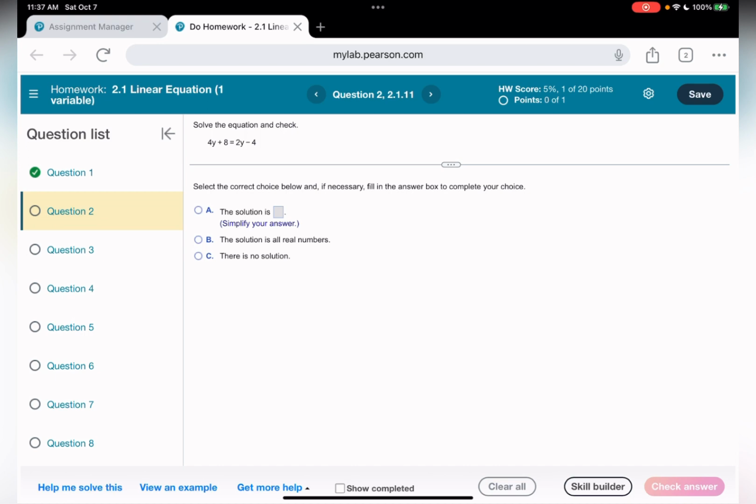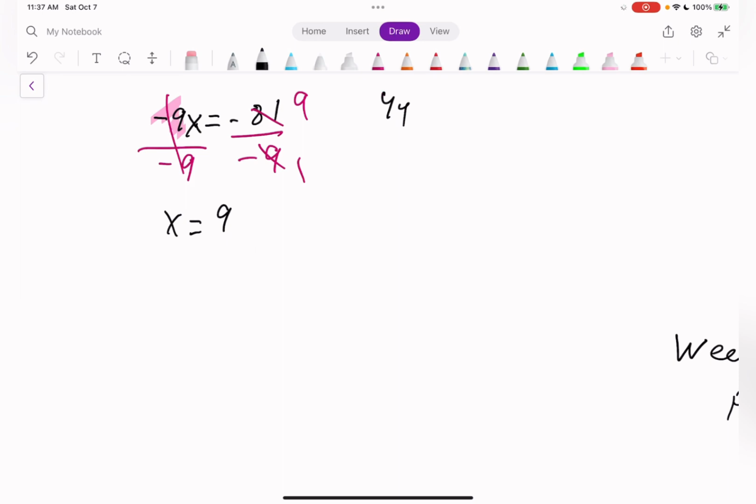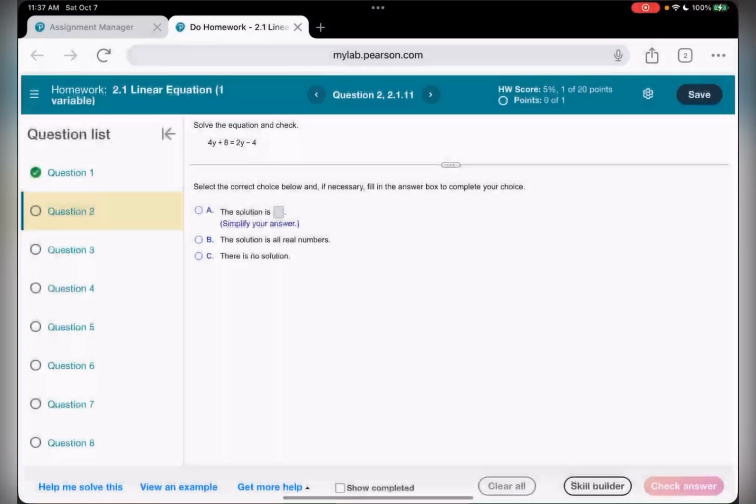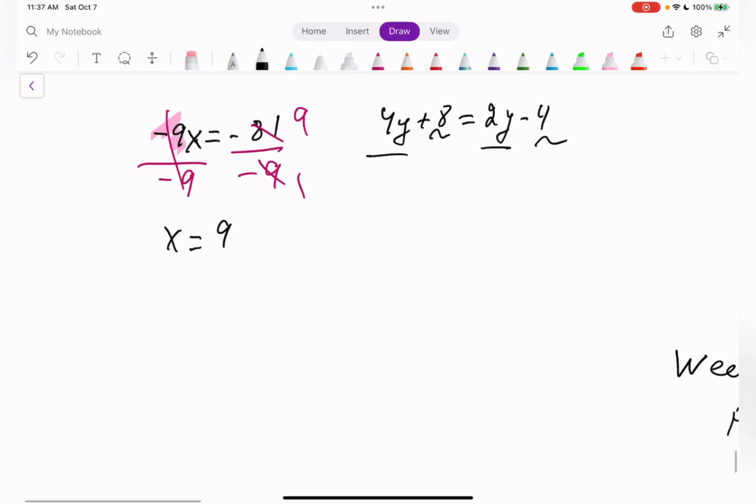Moving to the next question. 4y plus 8 equals y minus 4. Let me double check, I'm hesitating, 4y plus 8 equals y, yes, minus 4. So what do we have? We need to combine like terms for y and y, positive 8 and negative 4. How am I going to combine? Imagine this equal sign as a bridge. I know how you learned it, to be honest with you. Let's say you put here minus 2y, right? Plus 4 and plus 4. But I'm doing it a little bit different way.